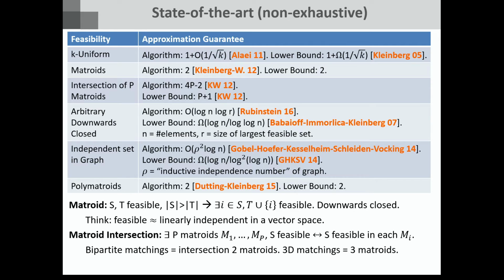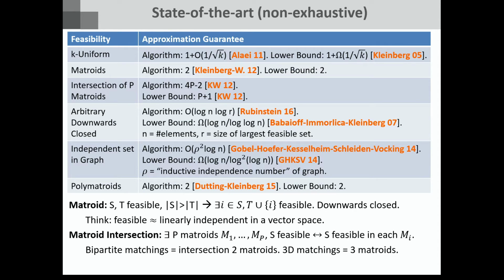The first is a matroid. So I would say that feasibility constraints form a matroid if it has the following two properties. So first, the feasibility constraint should be downwards closed, meaning that every subset of a feasible set is also feasible. And second, it has this property such that whenever you have two feasible sets, and one is larger than the other, there is always some element of the larger set that you can add to the smaller set and maintain feasibility. Okay, so I think many of you are probably comfortable with this, but just in case you're not, you can think of feasible sets as roughly corresponding to linearly independent vectors in a vector space.